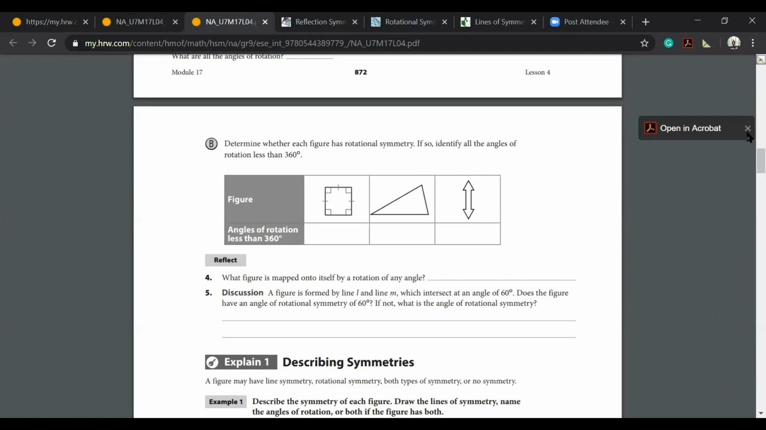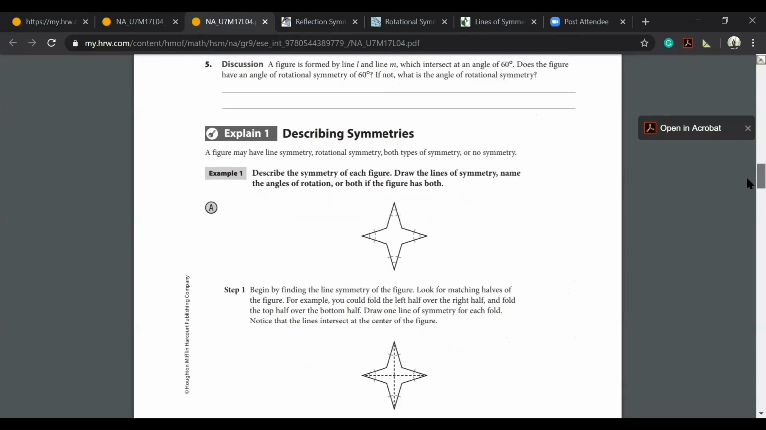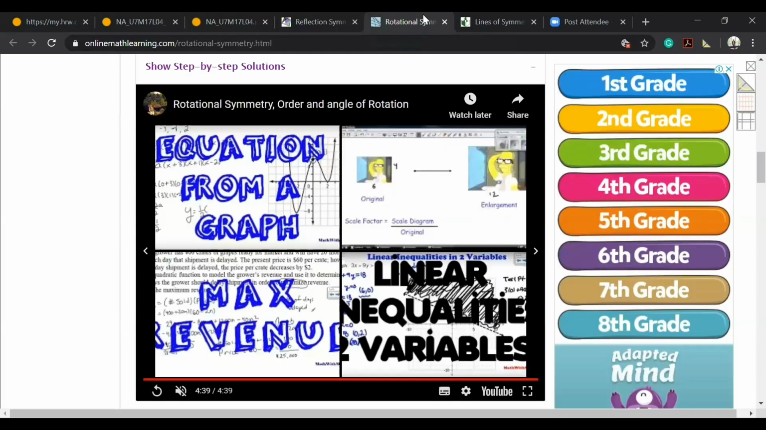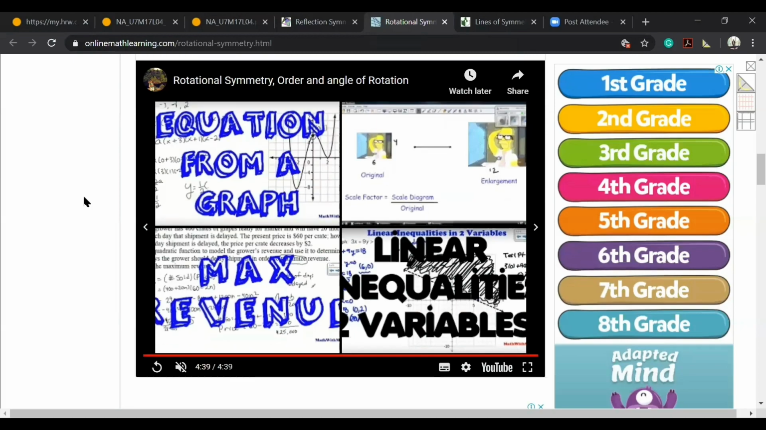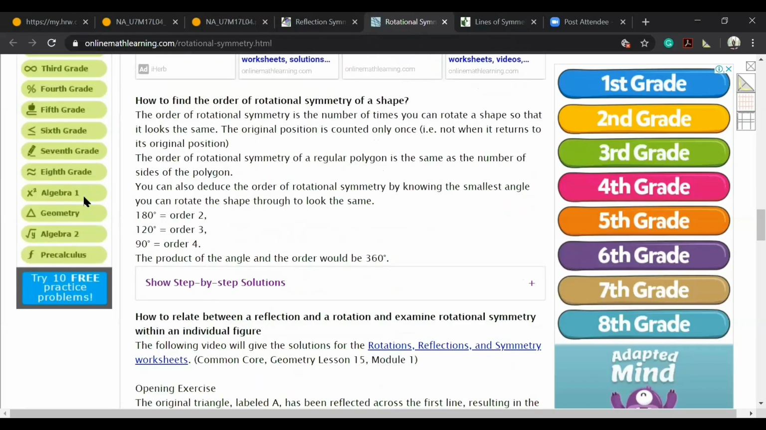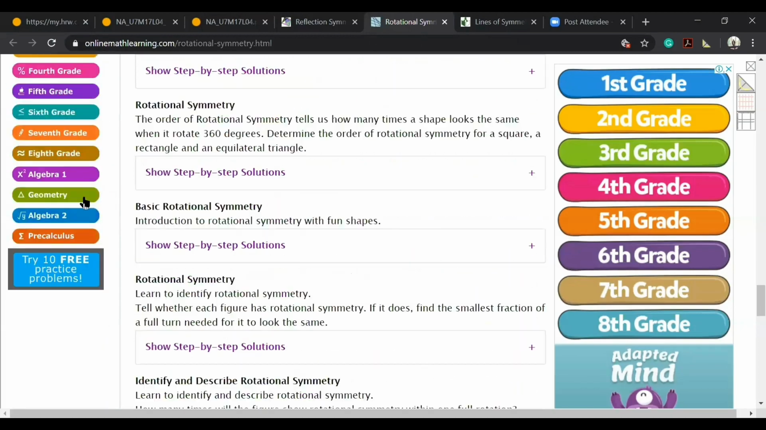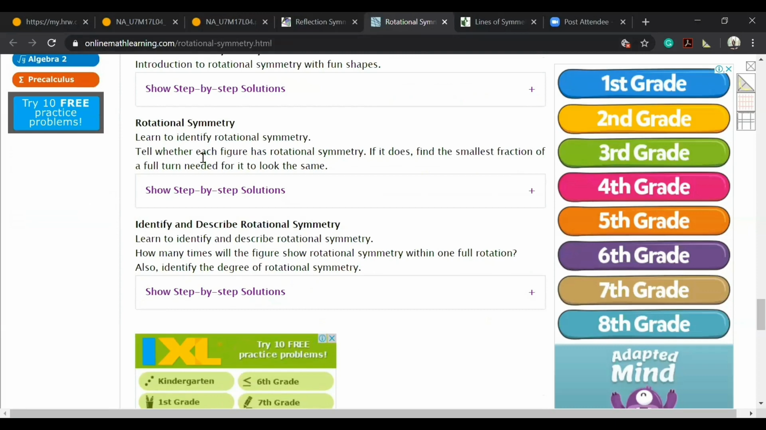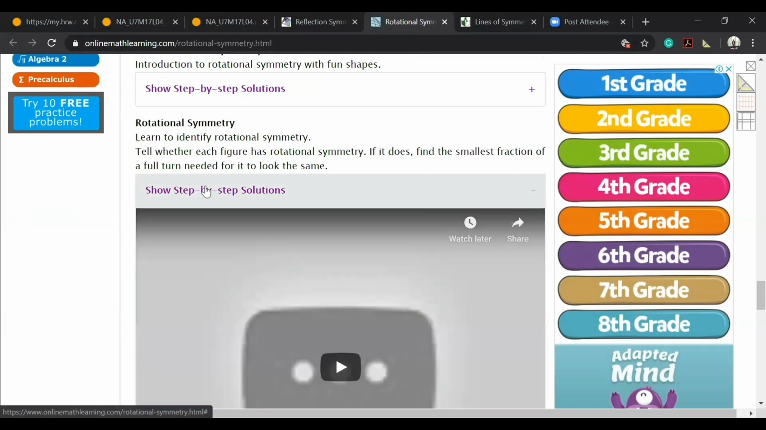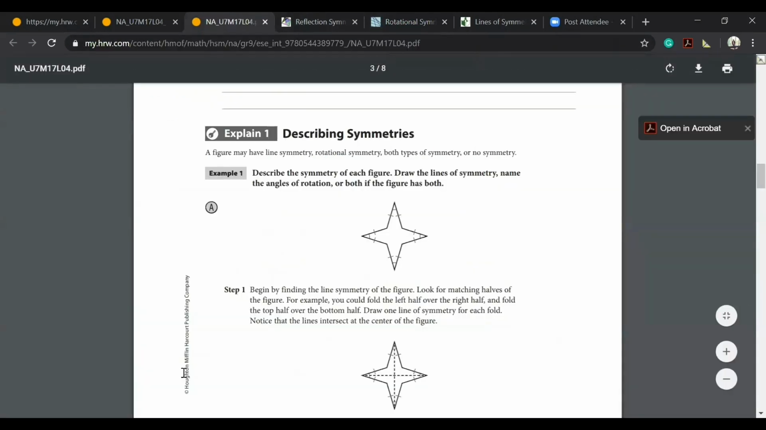Okay, describing symmetries, the last part. What is this? For each figure he will give you, you are required to tell him whether the figure has a rotational symmetry or a line symmetry. Yani, as if we are just putting the two parts together.